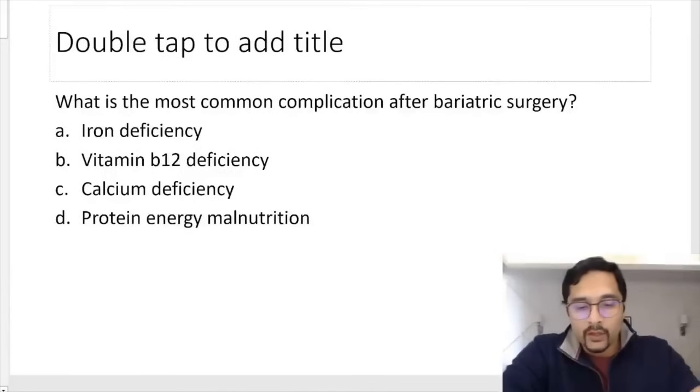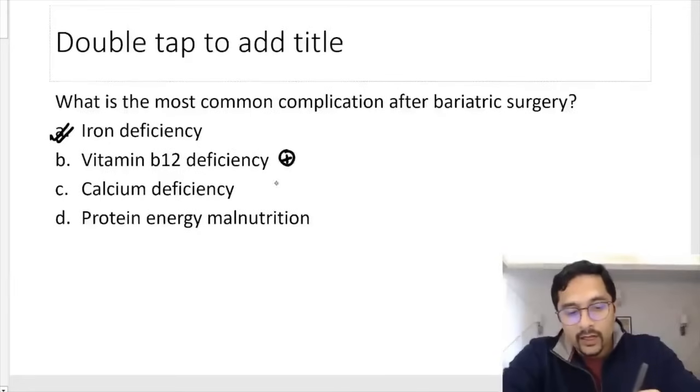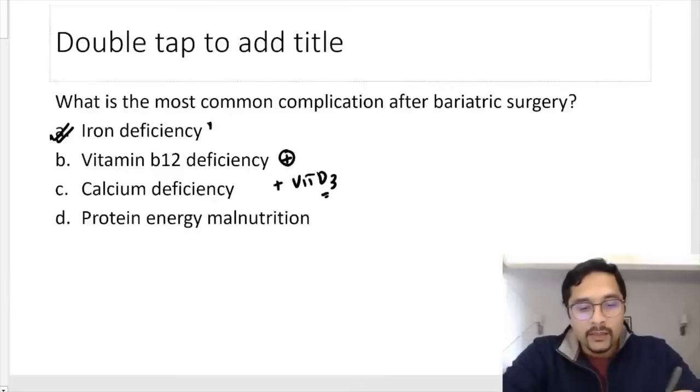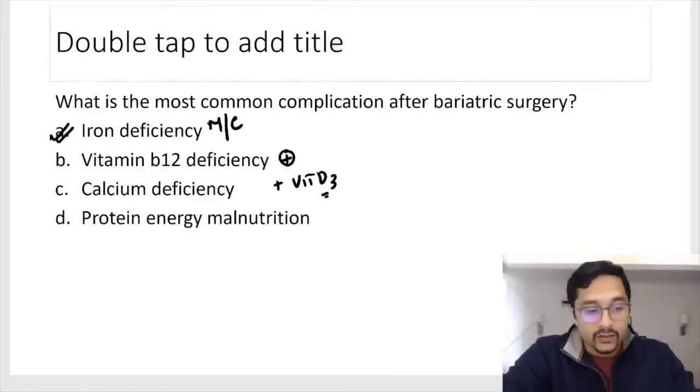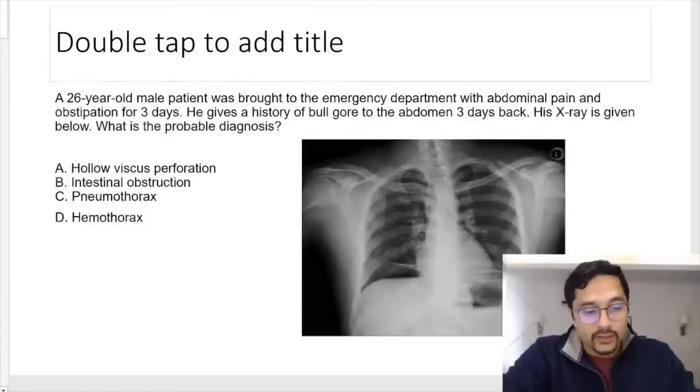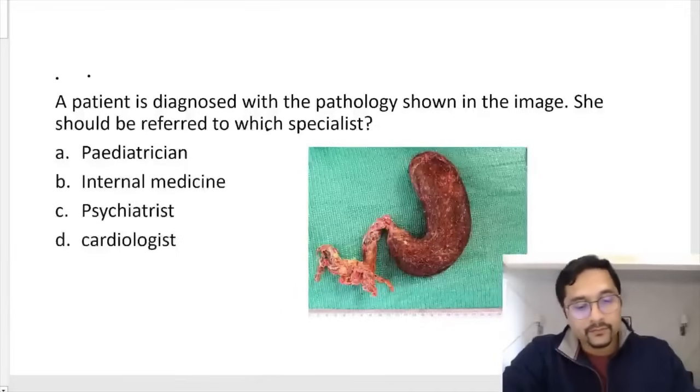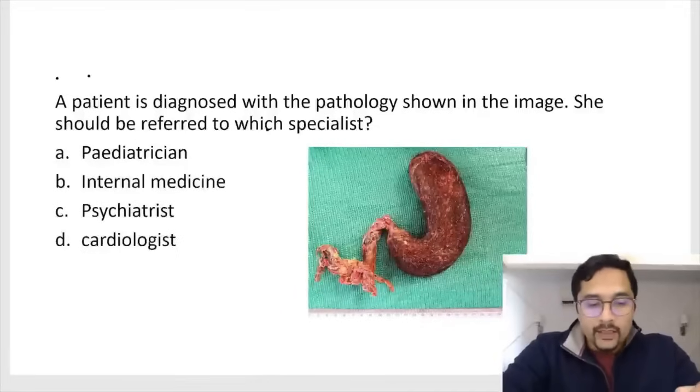What is the most common complication after bariatric surgery? It is iron deficiency. Vitamin B12 deficiency can also occur. Calcium or vitamin D3 deficiency can also occur. But the most common is iron deficiency. These three nutritional deficiencies you should be aware of. This was also asked in the previous exam.